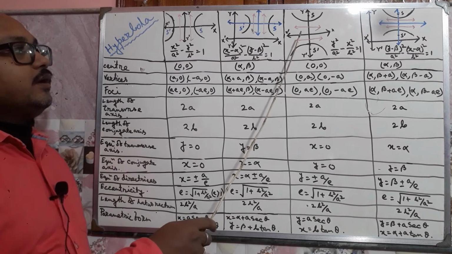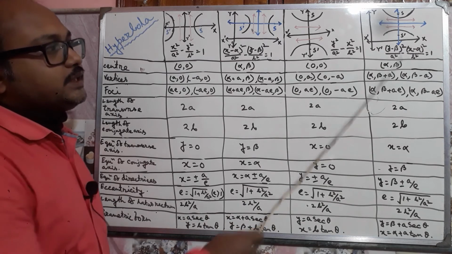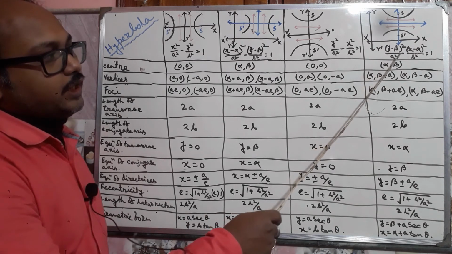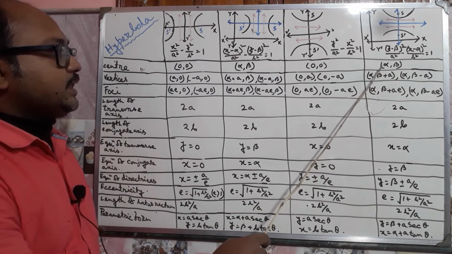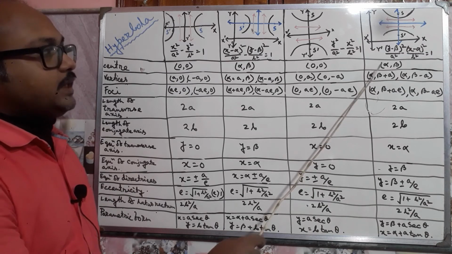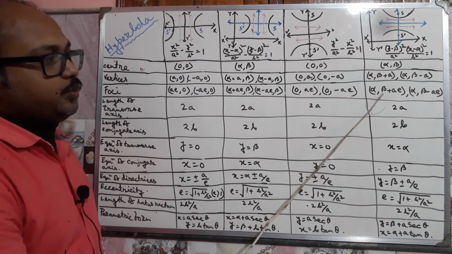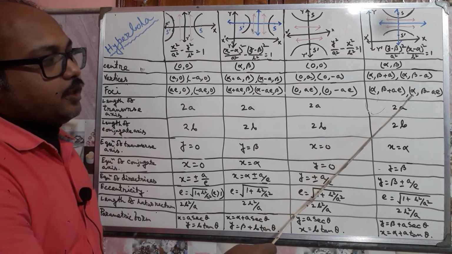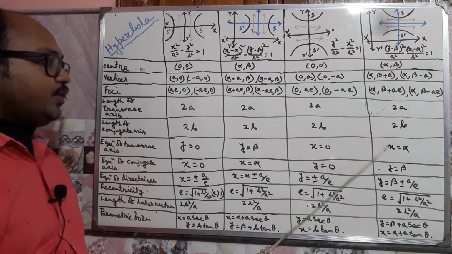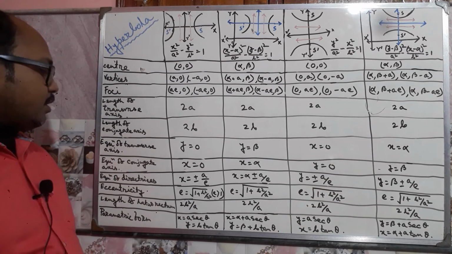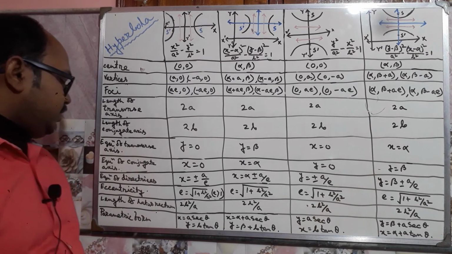Now, again in this type, if the center is shifted to the point (alpha, beta), then the standard form will be (y minus beta) whole square by a square minus (x minus alpha) whole square by b square equal to 1. Then the center is at the point (alpha, beta), vertices are (alpha, beta plus a), (alpha, beta minus a), and foci (alpha, beta plus ae), (alpha, beta minus ae). Length of the transverse axis, that is 2a unit, length of the conjugate axis 2b unit. Equation of transverse axis, that is x is equal to alpha. Equation of conjugate axis, y is equal to beta.